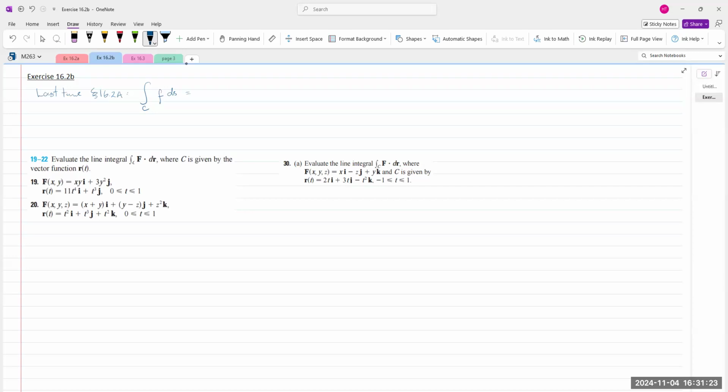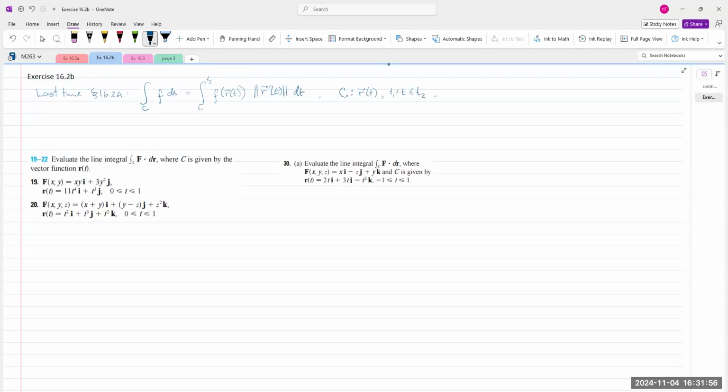Which is basically the integral from t1 to t2 of f(r(t)) times the magnitude of r prime of t dt, right? If the curve is parameterized by r(t), and t goes from t1 to t2.